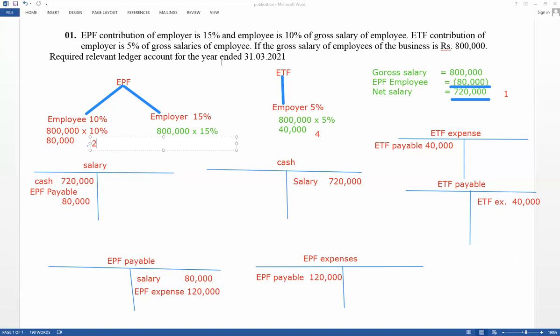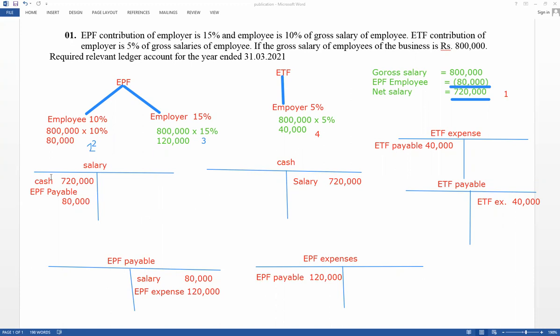Normally there are 4 steps to be applied. And third step, contribution of employer, step number 3. As well as step number 4, contribution of employer for ETF.